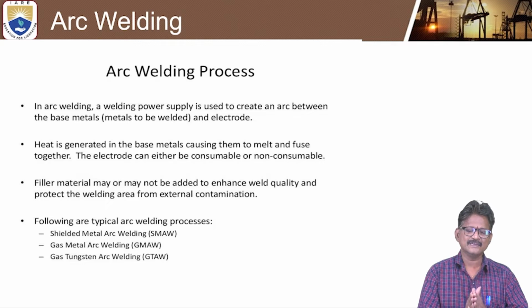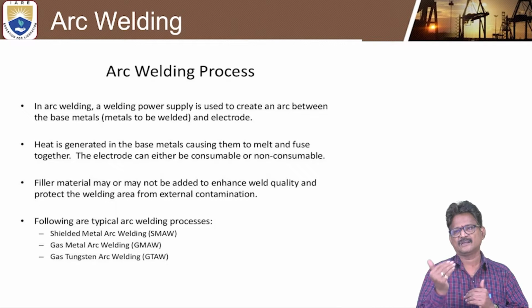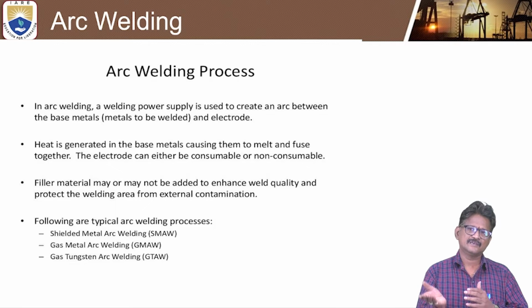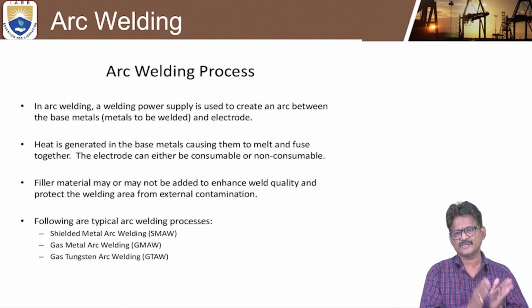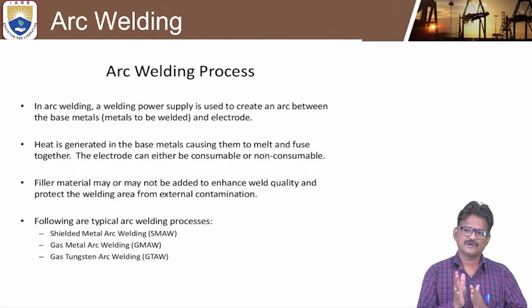That is why, in the arc welding process, there is majorly a power supply and a filler metal to be used, and there will be DC SP, DC RP, or some AC. Which type of power can be used, we will discuss in detail.